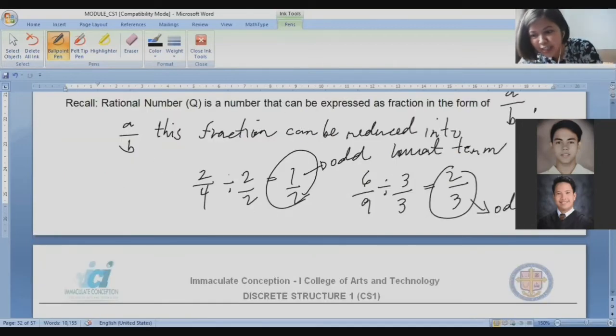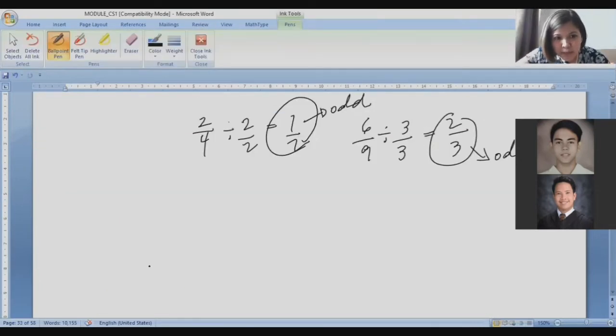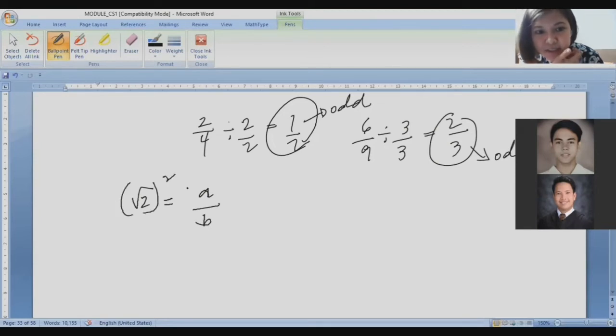So, ngayon, ang susunod natin gagawin, kailangan na natin siyang i-prove. Una, dahil pinaprove nga natin yung square root of 2 ay rational number, kailangan equals natin to sa A over B. Tapos next step, kailangan masabi natin na either yung A or B odd number. Tandaan po, yung A or B, yung fraction niya, pag ni-lowest term mo, dapat odd. So, ang una kong gagawin is square both sides.